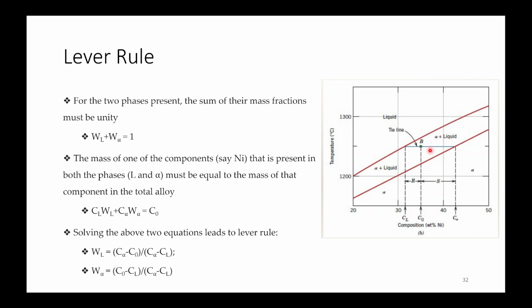So WL, your mass fraction of liquid, will be C alpha minus C naught divided by this entire tie line, which is C alpha minus CL. So for finding your liquid, you have to consider this alpha 1. So this is C alpha minus C naught divided by the entire lever line. For W alpha, you can find C naught minus CL divided by C alpha minus CL.